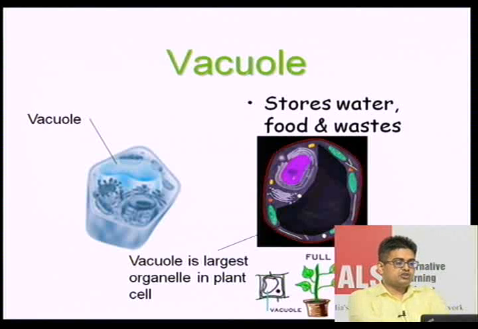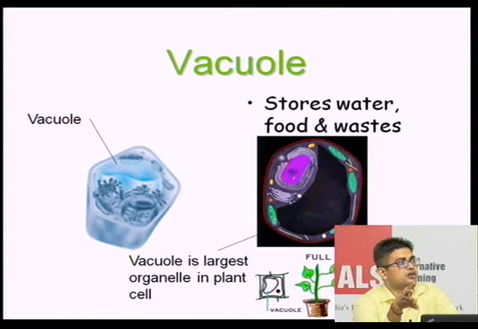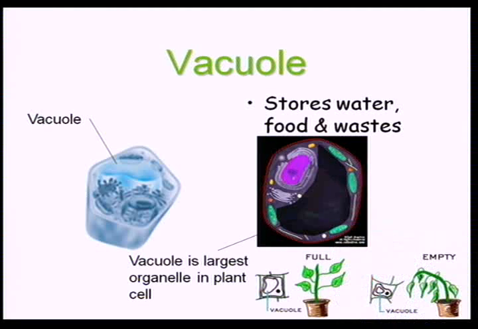Next is the cell vacuole. The cell vacuole is the largest organelle in the cell. In a plant cell, nearly 90% of the volume is occupied by the vacuole. It occupies a very large space, and it stores water, food, and waste. So basically, this is a garbage collection system and also a water reserve.